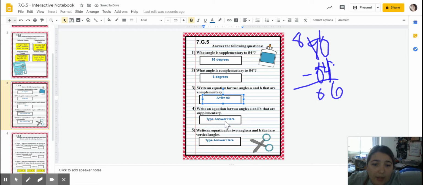Remember, for two angles A and B that are supplementary, and if we look over here, supplementary angles sum up to 180 degrees. So this is going to be A plus B is equal to 180. Next, write an equation for two angles A and B that are vertical angles. Vertical angles are opposite angles made by intersecting lines, so that means they're going to be set equal to each other. So if we click in here, we're going to have A is equal to B.